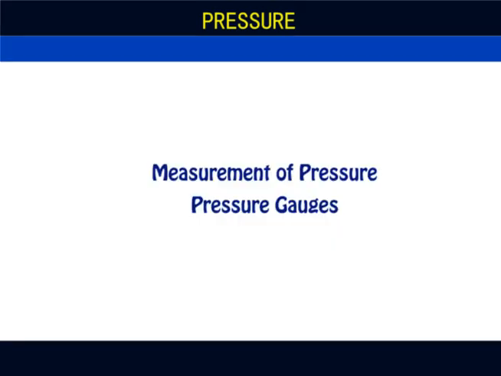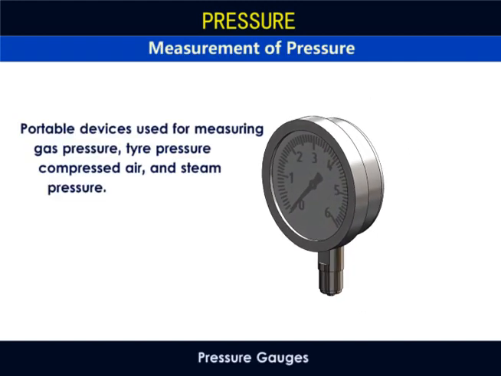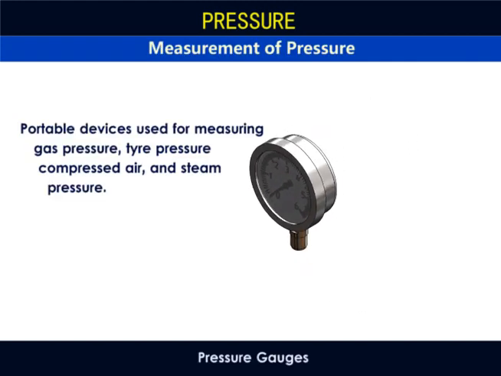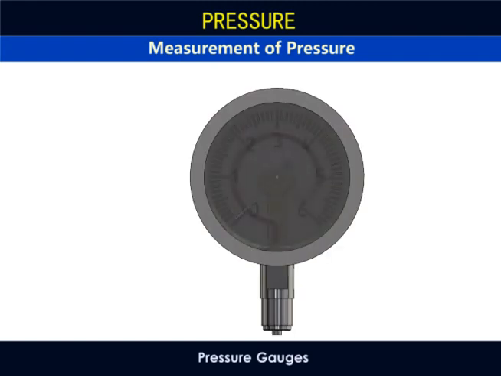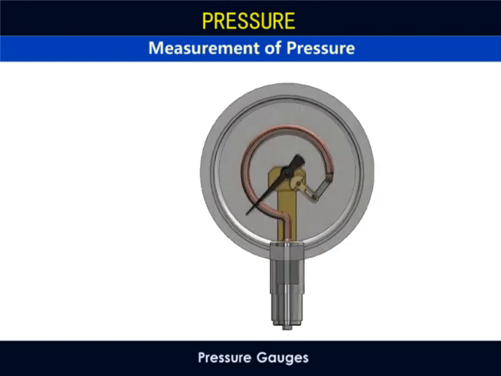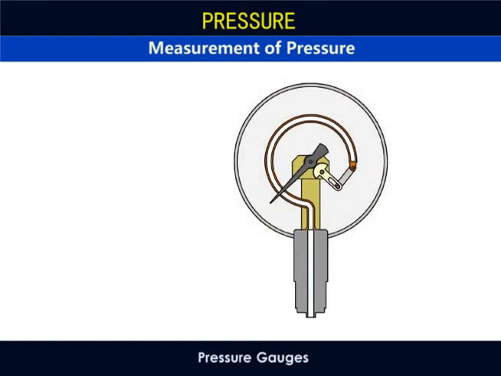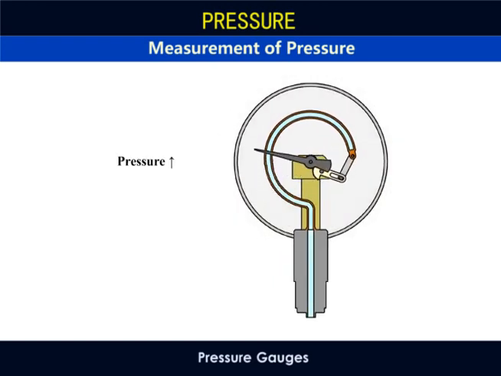And finally, pressure gauges. Pressure gauges are portable and are used mostly for measuring gas pressure, tire pressure, pressure of compressed air in compressors, and steam pressure. They are basically made up of coiled, flexible metal tubes which uncoil when pressure inside increases. The movement of the tube is made to drive a pointer across a scale through a combined system of levers and gears.